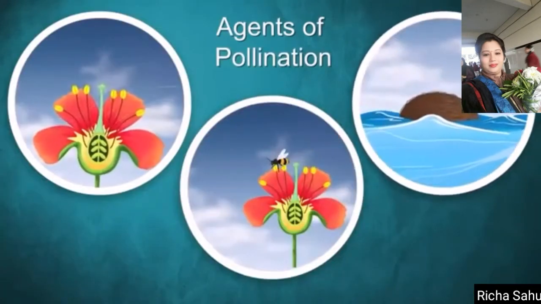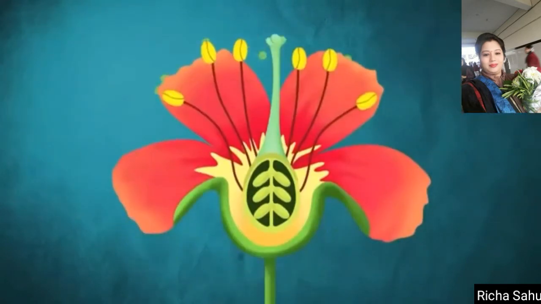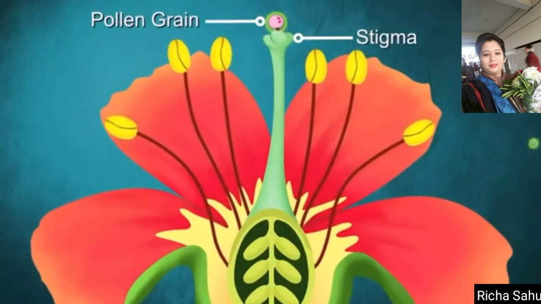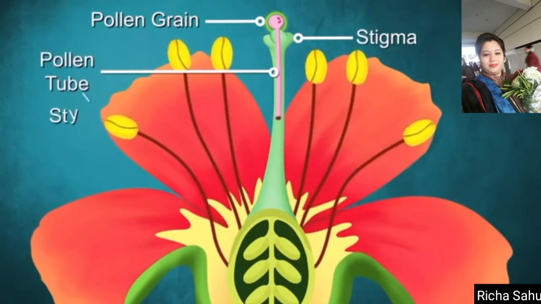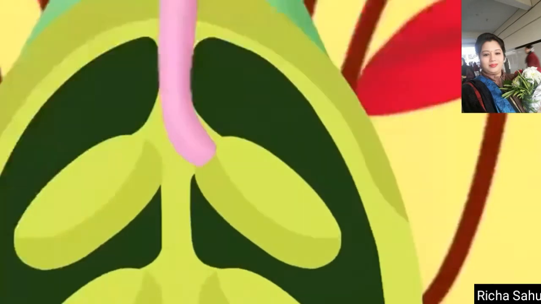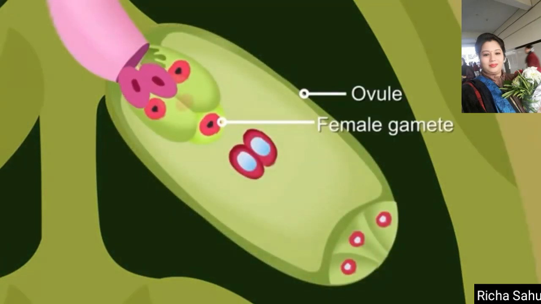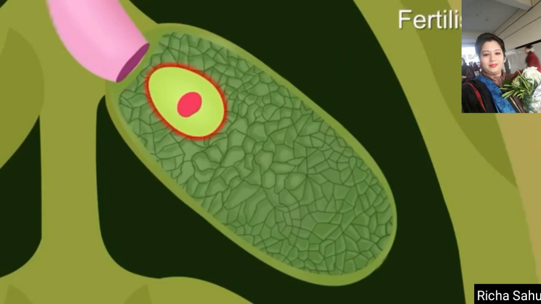Agents of pollination: wind, water and animals. Once the pollen grain reaches the stigma, a tube grows from the pollen grain. This tube travels through the style and reaches the ovary. The male gamete reaches the female gamete present in the ovules of the ovary. After that, the male and female gametes fuse to form a zygote. This process is called fertilization.